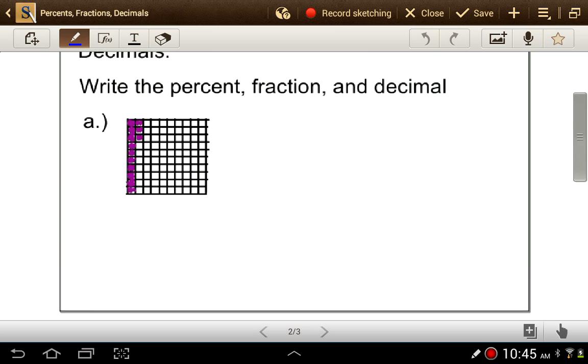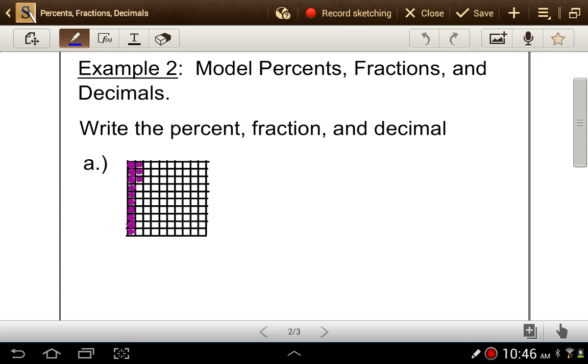All right, in example 2, we're going to model percents, fractions, and decimals. We're going to talk about modeling now. So I want you to take example A. It's a 10 by 10 grid, which means that there's 100 squares. I want you to write the percent, the fraction, and the decimal for this. First, it's 10 by 10, so I'm going to count them up. I have 10 in the first row, plus 3 in the second row, which gives me a total of 13 shaded in.